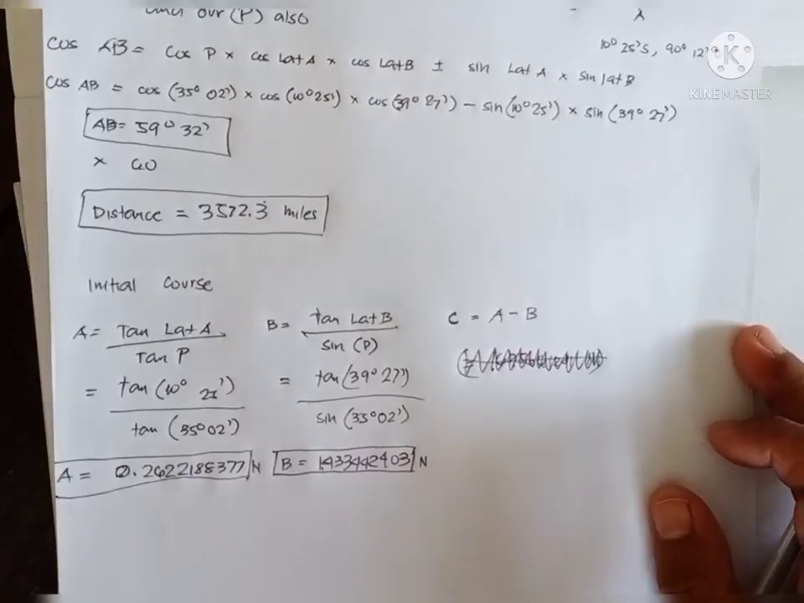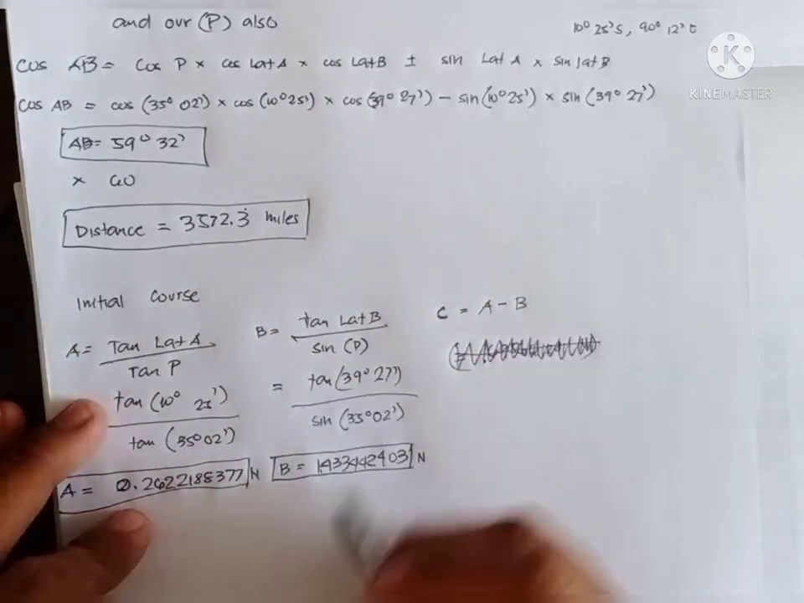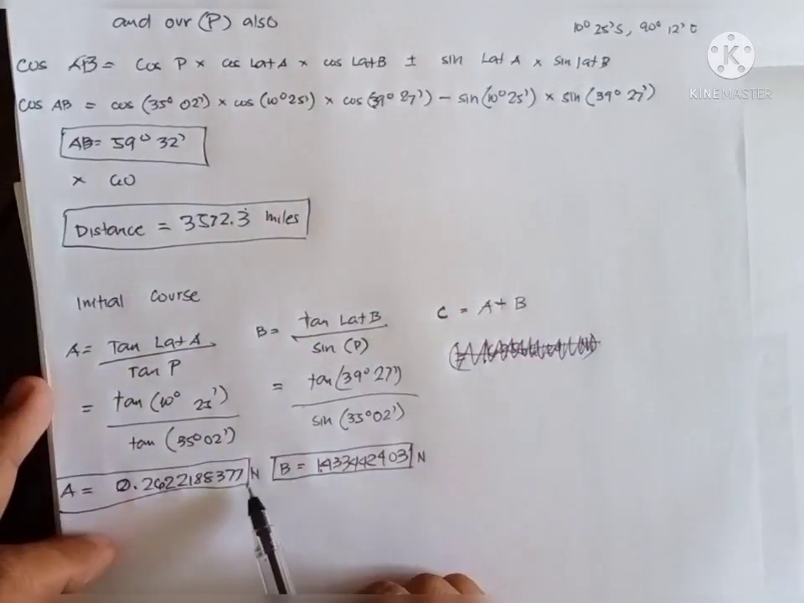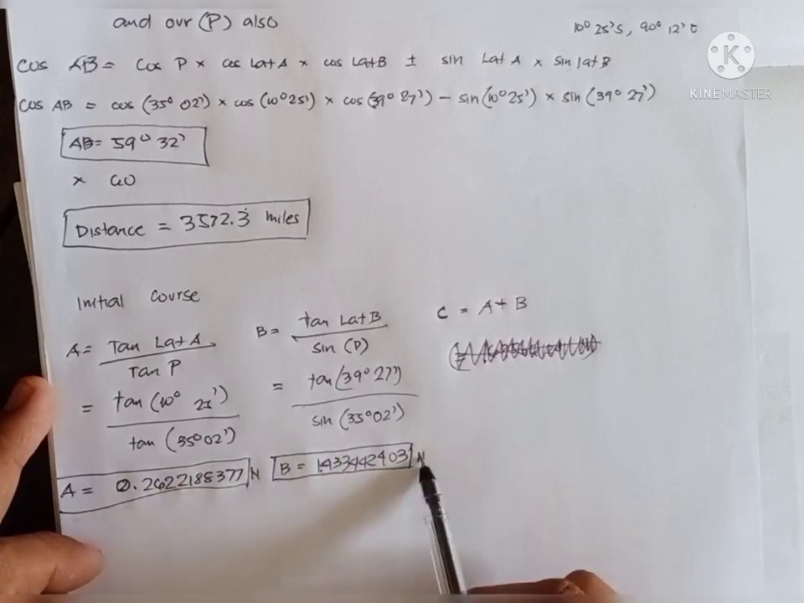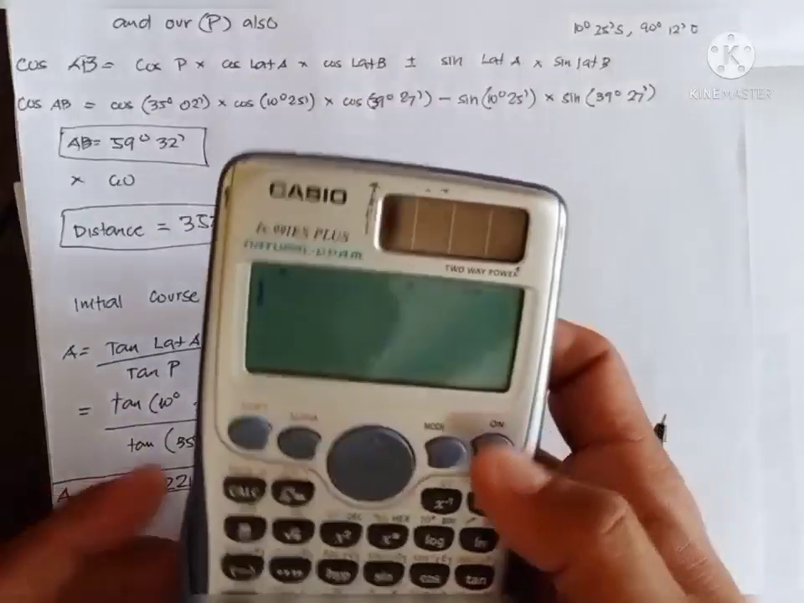So in order to find the C, we will add these since the direction is the same, north to north, so we're going to add. So get our calculator.